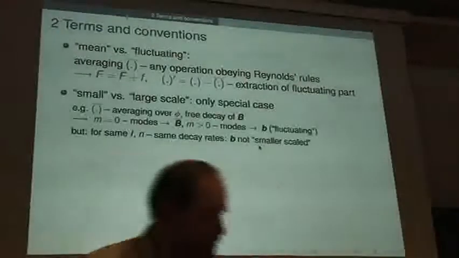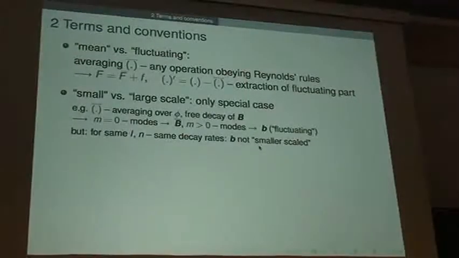Then the terms, it's a sort of caveat. So what about small and large scale dynamos? Are these terms synonymous to these? So is any mean field a large scale field, and any fluctuating field a small scale field? No, it's not. It depends on the average whether this is true or not.